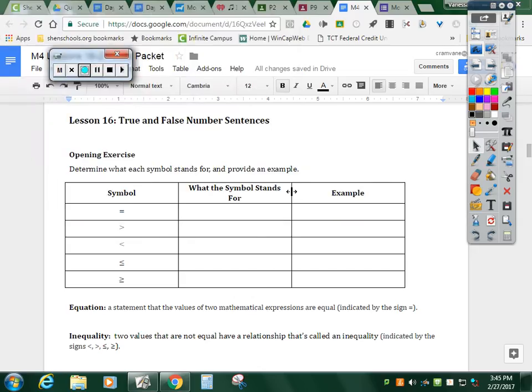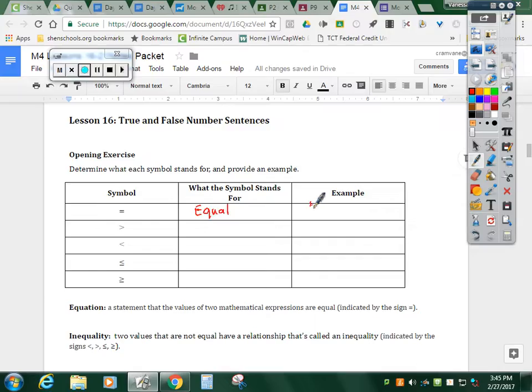In Module 4, Lesson 16, we'll be working on true and false number sentences. Okay, in the opening exercise, we're going to determine what each symbol stands for and provide an example. The very first symbol in our table is such an easy one, an equal sign. The equal sign stands for when two values are equal or have the same value.